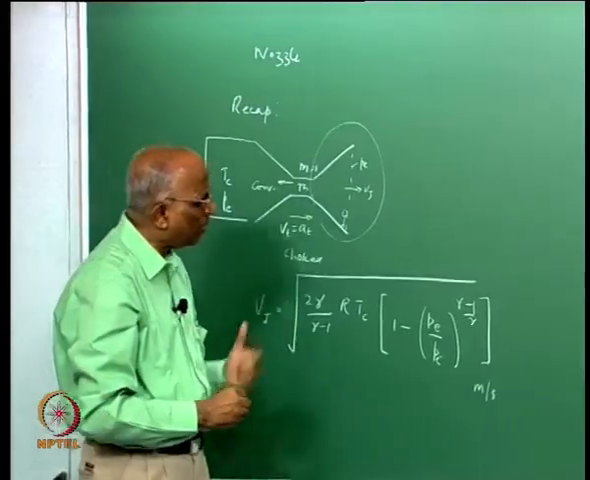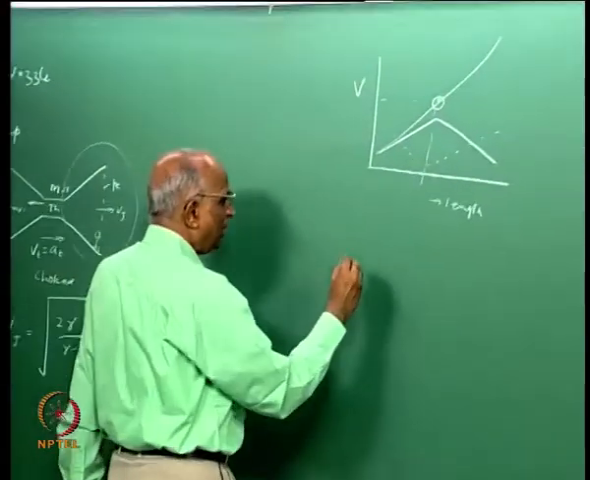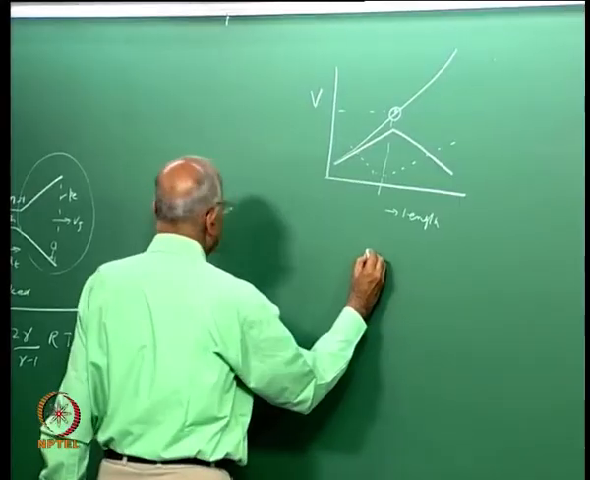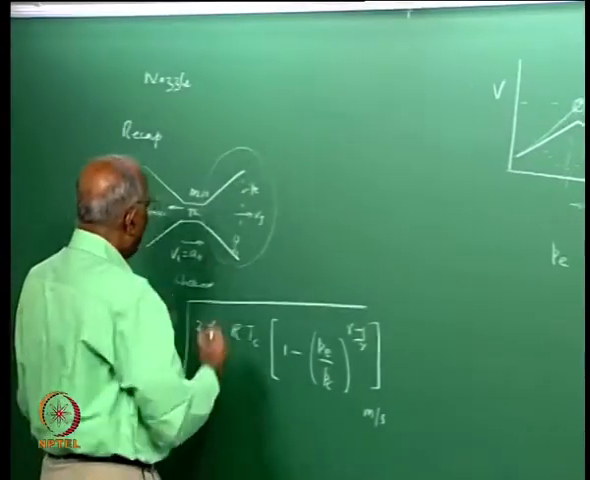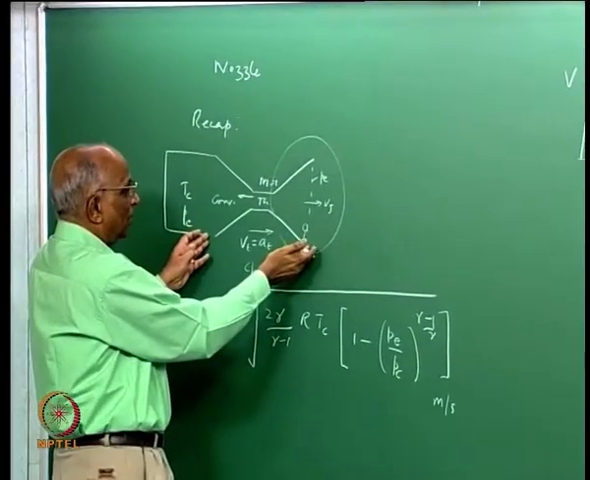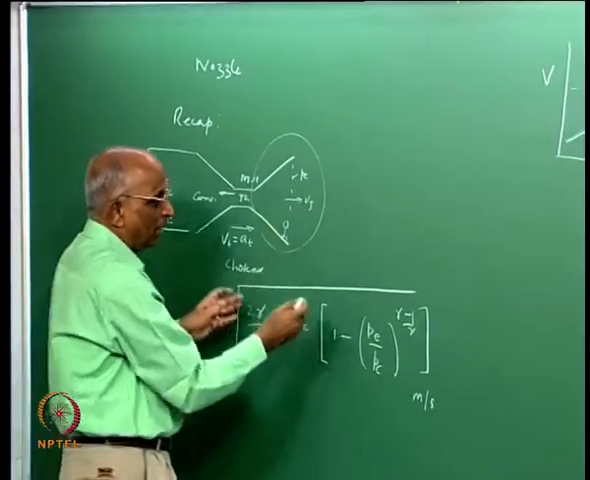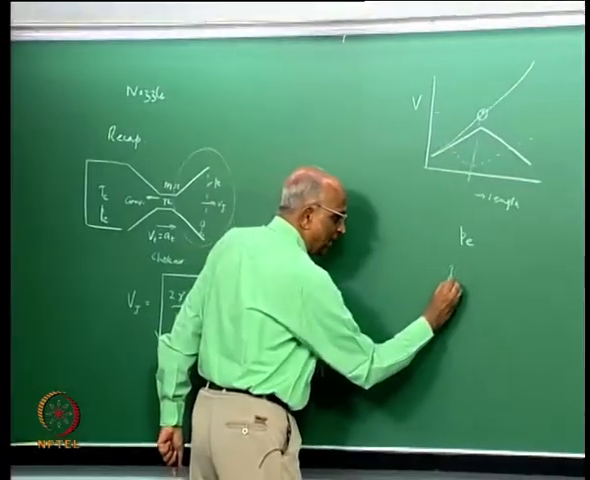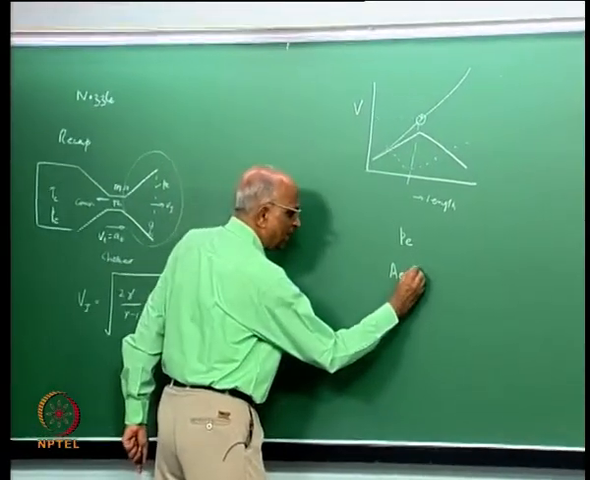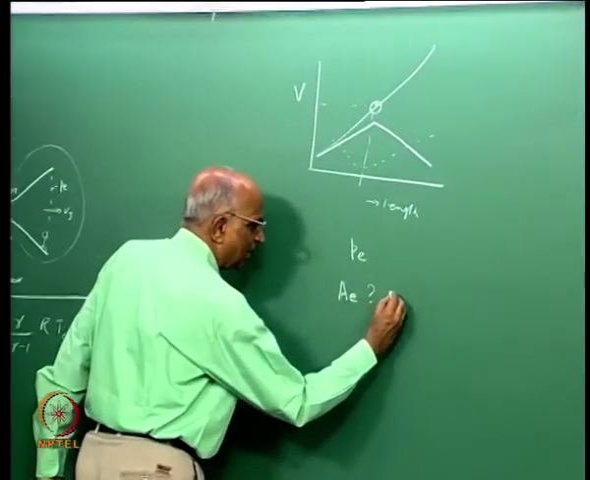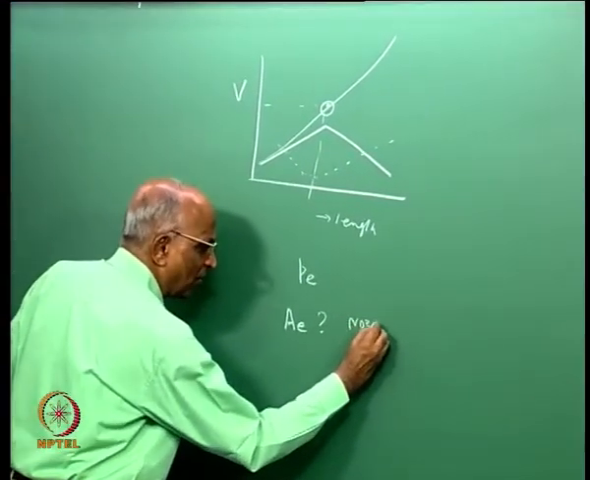Having said that, now in today's class we will try to see, instead of mentioning that the exit pressure is Pe, now after all I have to realize a nozzle, can I put it in terms of a number, let us say the area ratio at the exit will be Ae, and therefore what must be the area ratio Ae such that the nozzle will give me the required velocity.